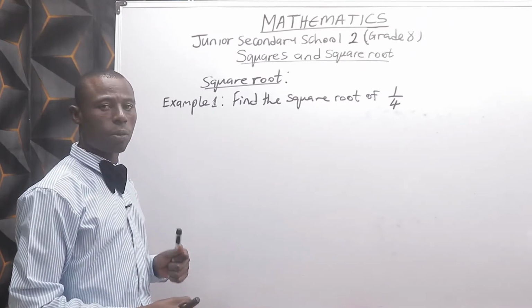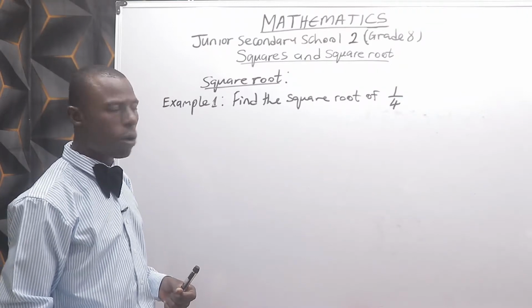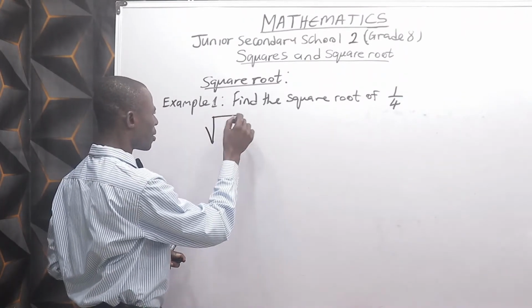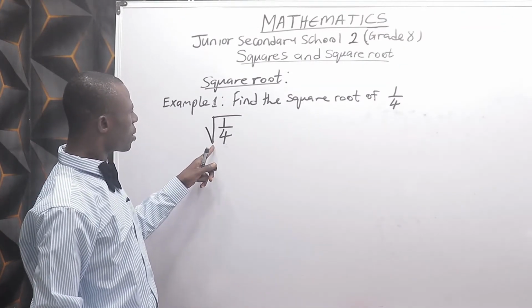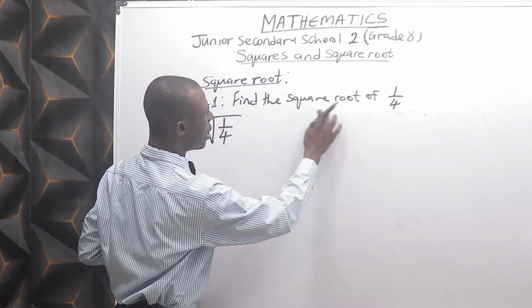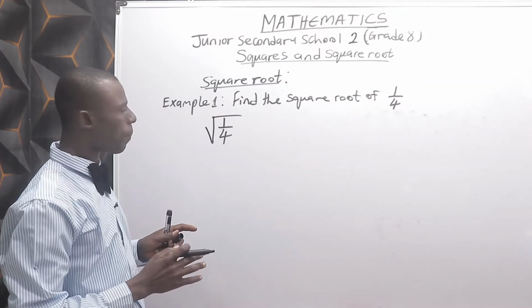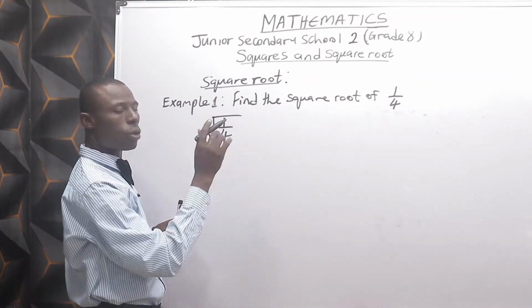Let's consider this example 1. Find the square root of 1 over 4. This is the square root sign, so it may be written this way. Instead of writing it in words, square root of 1 over 4, it is written in this way. So whenever you see it like this, it means square root of 1 over 4.